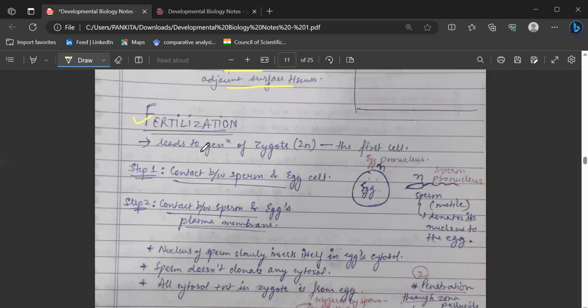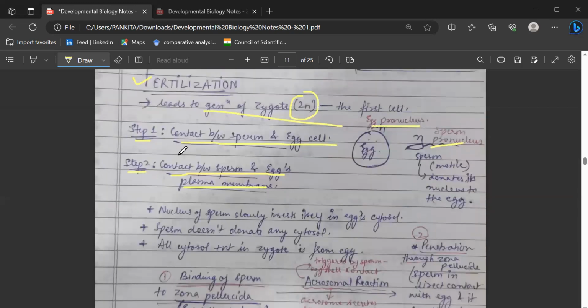The first part of development is fertilization. Fertilization is the generation of a zygote after the combination of the two gametes. The zygote is the first cell, which is diploid, that is 2n. The first step in fertilization is the contact between the sperm and the egg cell, wherein the egg pronucleus combines with the sperm pronucleus. Step two is the contact between the sperm and the egg's plasma membrane.